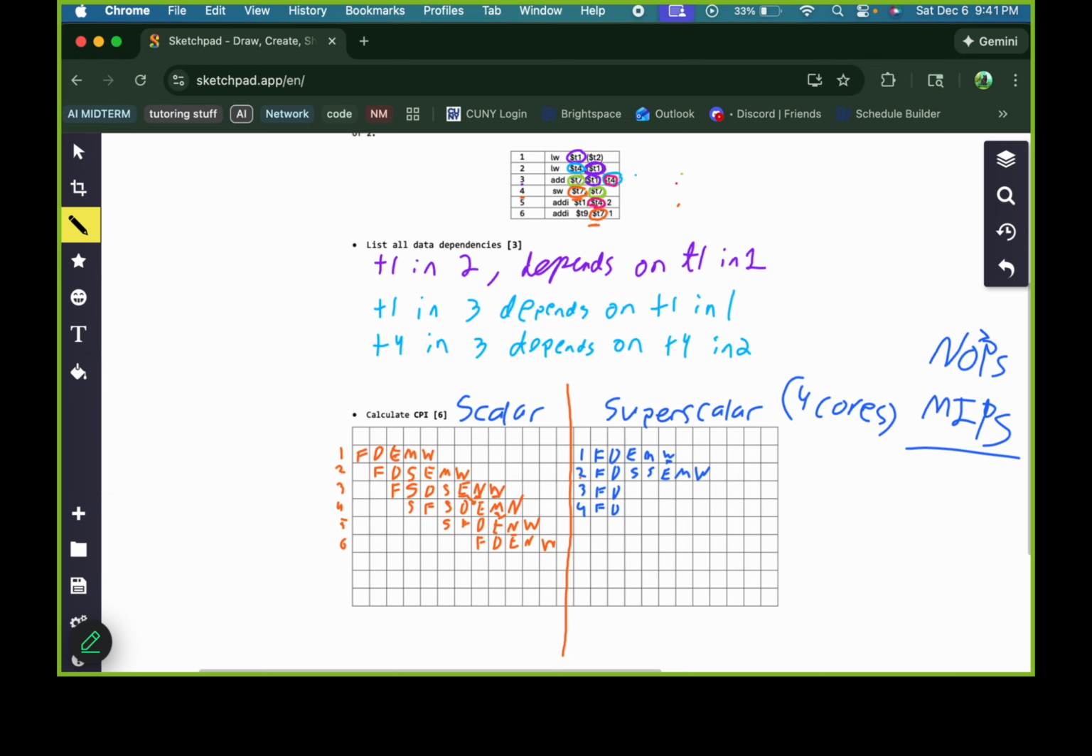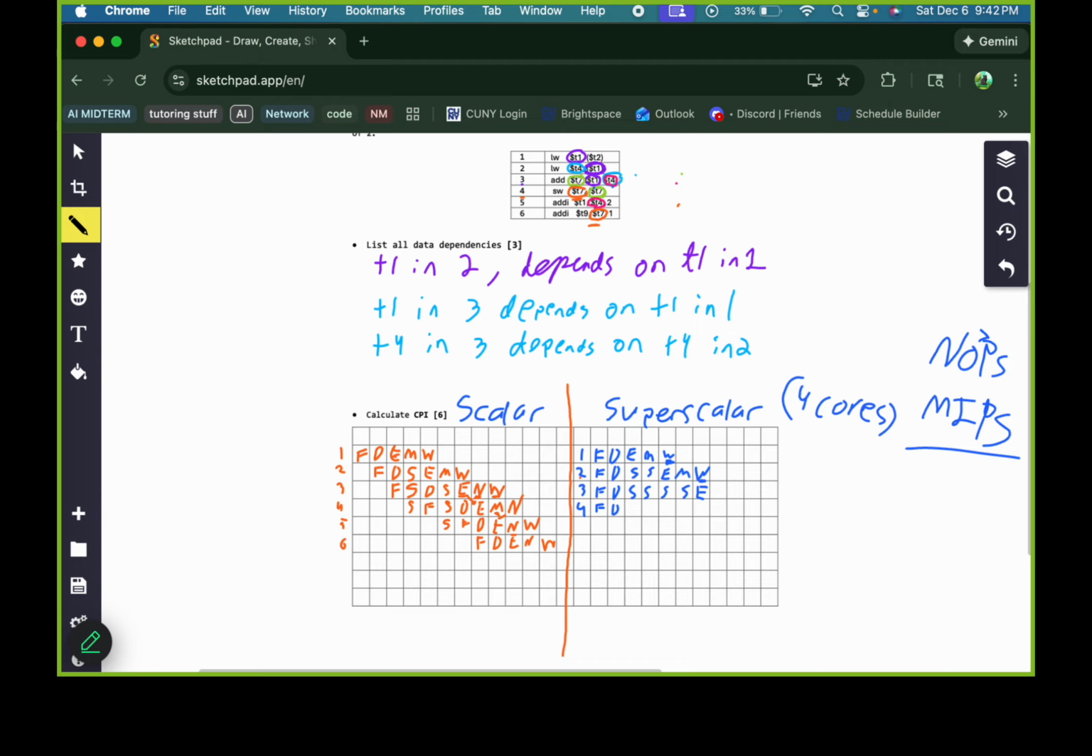3 has 2 data dependencies. I'm waiting on T1 and T4. T1 is finished over here, but T4 does not finish till over here. I cannot exec until both of them are done because I depend on both of them, meaning that each of these is going to have to be a stall. Now notice one thing.